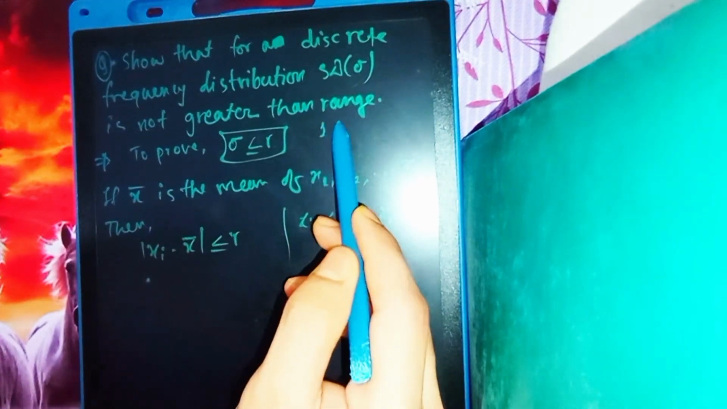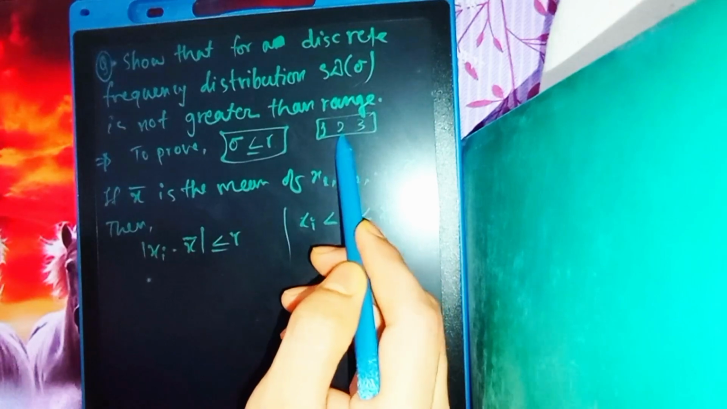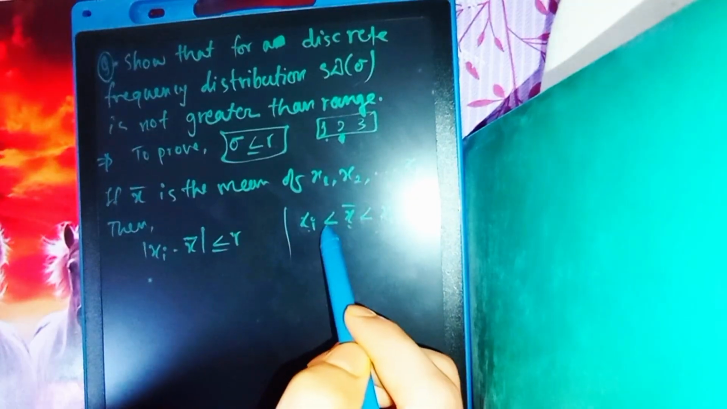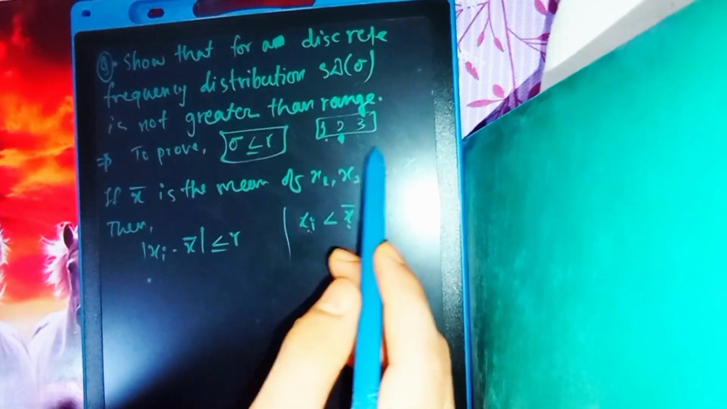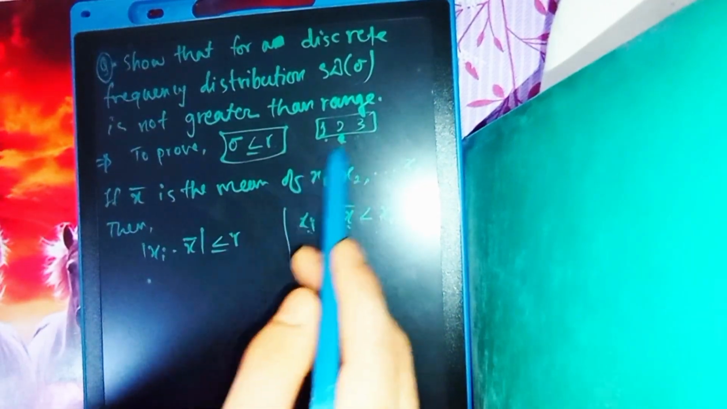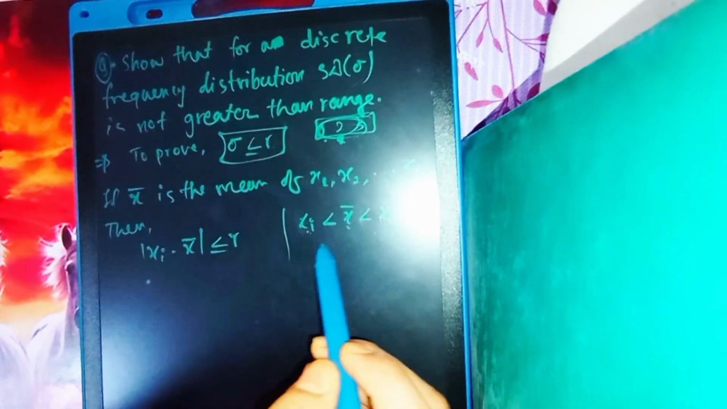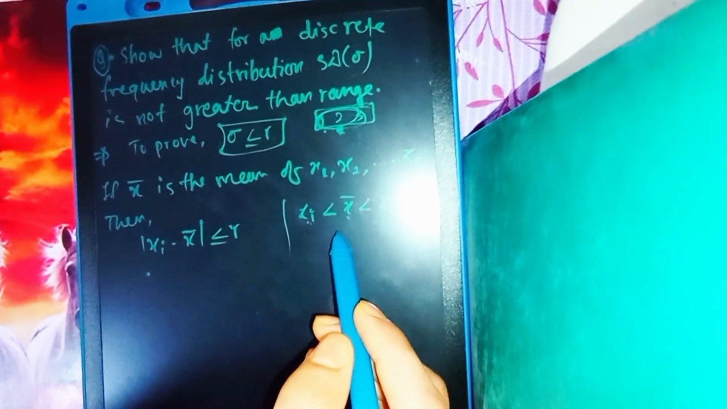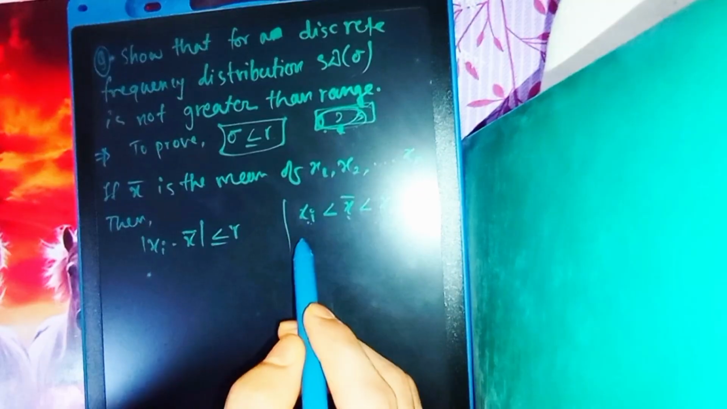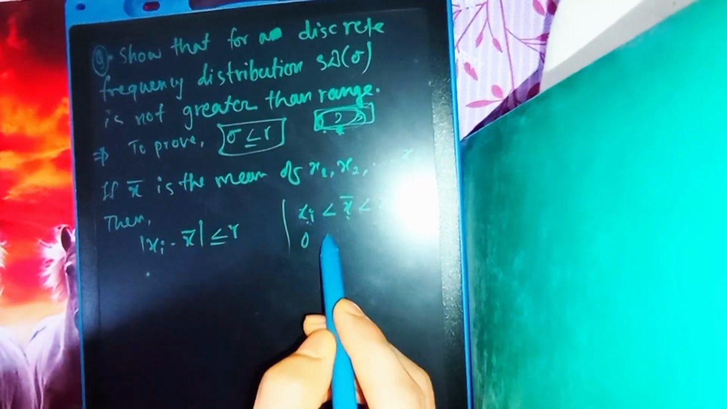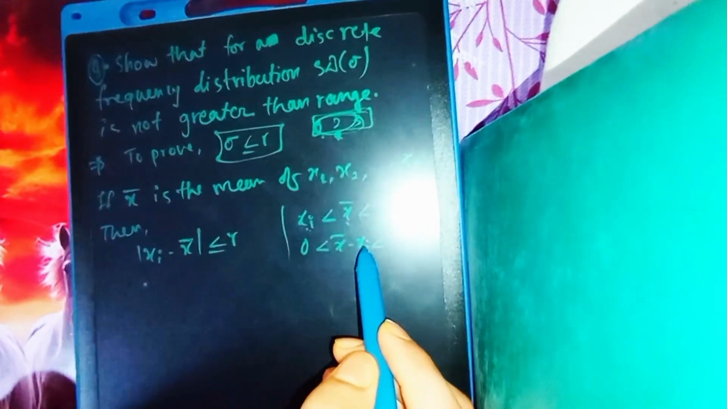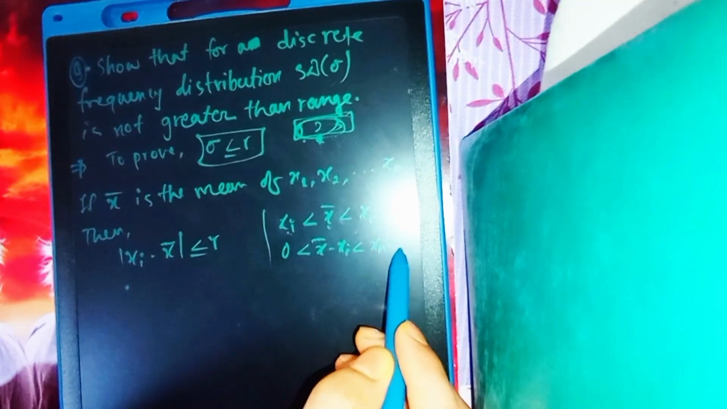If we have 1, 2, 3 and we take the average, we will get 2. So 2, the average, is greater than 1, the initial value, and 3 is the final value, so 2 will be less than 3. With this relation, if we subtract xi, then xi minus xi will be 0, which is less than or equal to x bar minus xi. And here xn is the final value, so it will be xn minus xi.